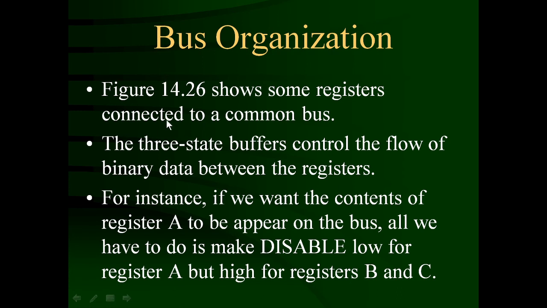How is it going to be done? We'll see with an example here. Figure 14.26 shows some registers connected to the common bus. The tri-state buffers control the flow of binary data between the registers. For instance, if you want the content of register A to appear on the bus, all we have to do is make disable low for register A and high for registers B and C.